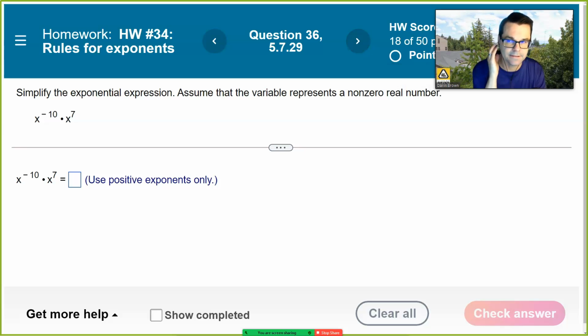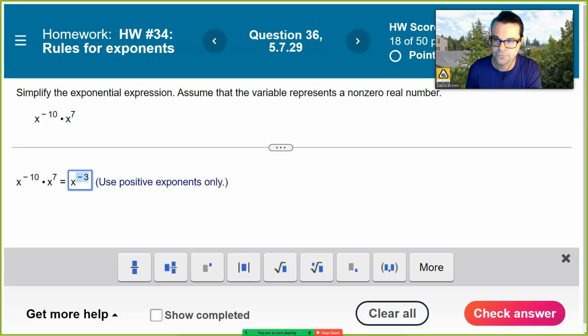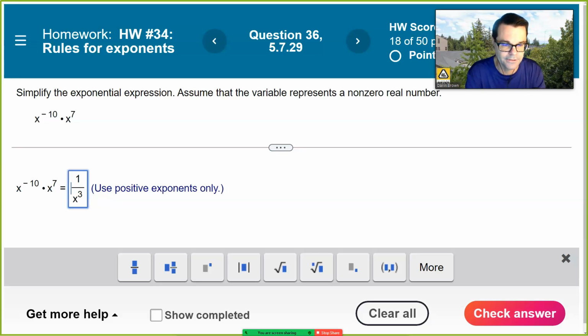And now, on one like this, remember I said that all of these rules work for any exponent. So we can now apply them to negative exponents. If I add the exponents here, negative 10 plus 7 makes an exponent of negative 3. Now, they don't usually like to have your answers end up as negative exponents. So I'm just going to write this then as 1 over x cubed. It says use positive exponents only, so this would just be 1 over x cubed.